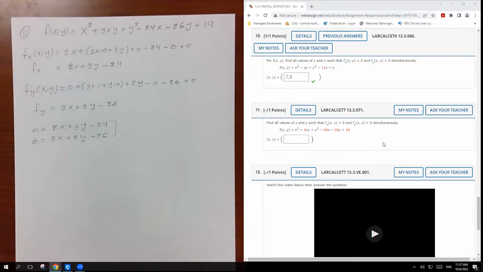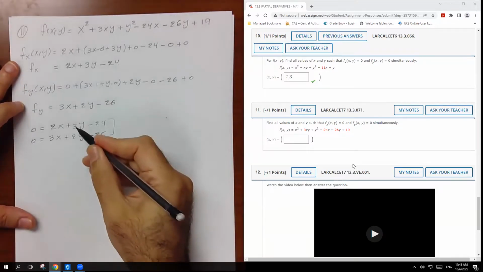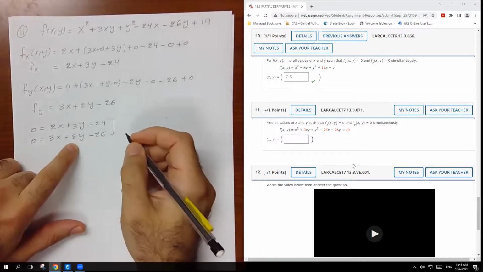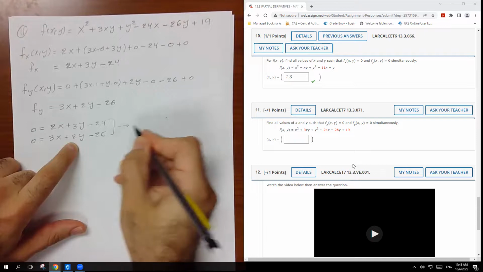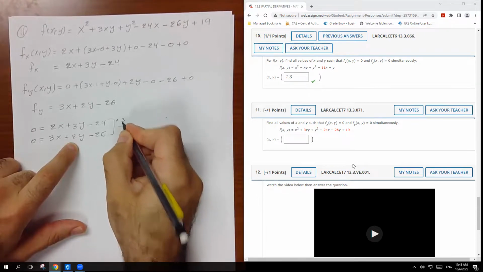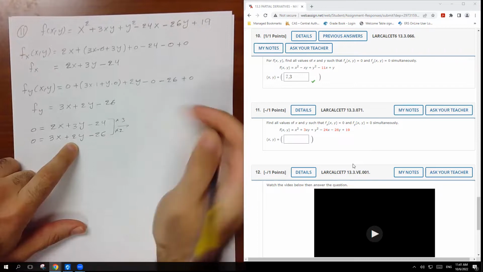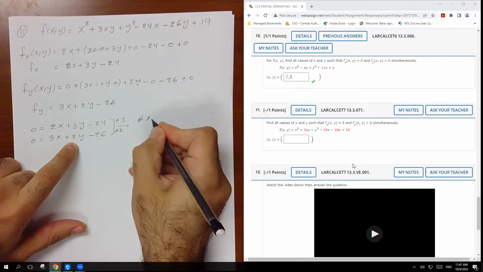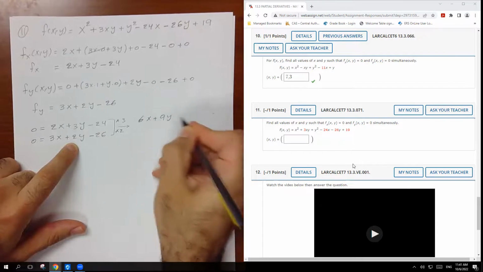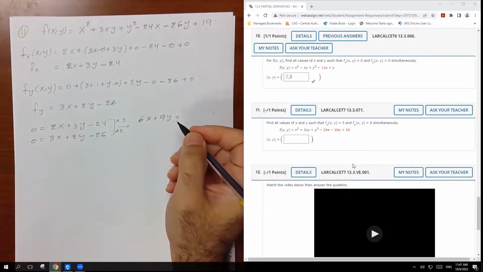Do we have something wrong? Let's check. Because if we multiply, yeah, this is going to be 9, which is different than this one. Okay, and multiply this one by, okay. So if you multiply this one by 3 and this one by 2, it's going to be 6x plus 9y, which is going to be equal to 24.